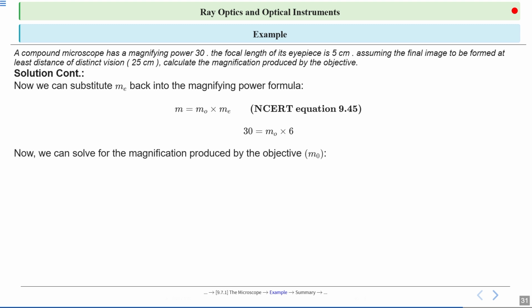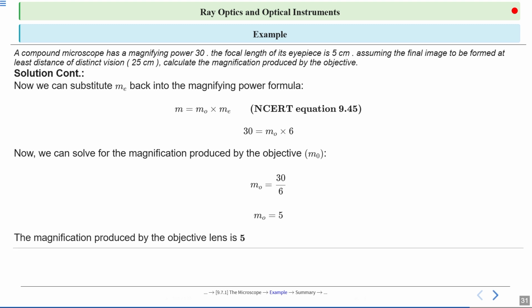Next, we solve for the magnification produced by the objective lens, denoted as M naught. This step involves simple algebraic manipulations, but it's important to understand how each variable contributes to the overall magnification of the microscope. So by dividing 30 by 6, we find that the magnification produced by the objective lens is 5. The result shows that the objective lens contributes significantly to the overall magnifying power of the microscope.